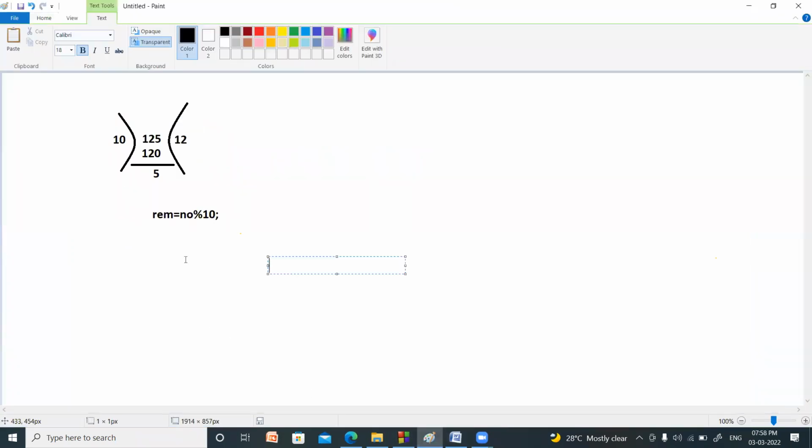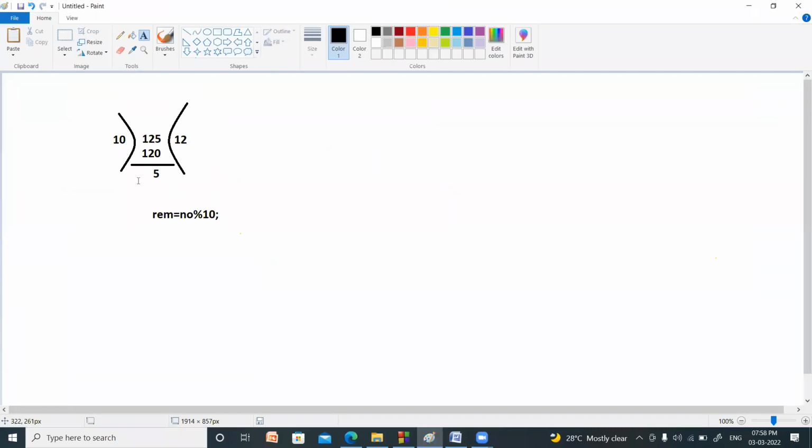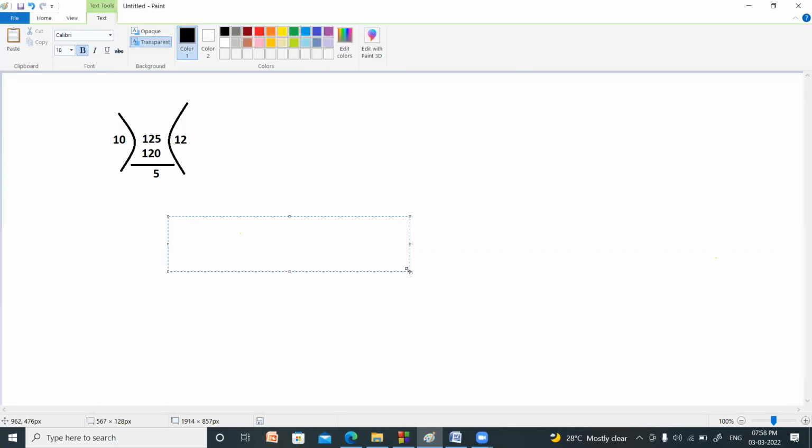See here, my number is 125. If I remove the last digit, my number becomes 12. That is nothing but the quotient. 12 is the quotient. Now, how to get the quotient? Tell me: number mod 10 or number by 10? To get 12, the quotient, you have to use the divide operator.